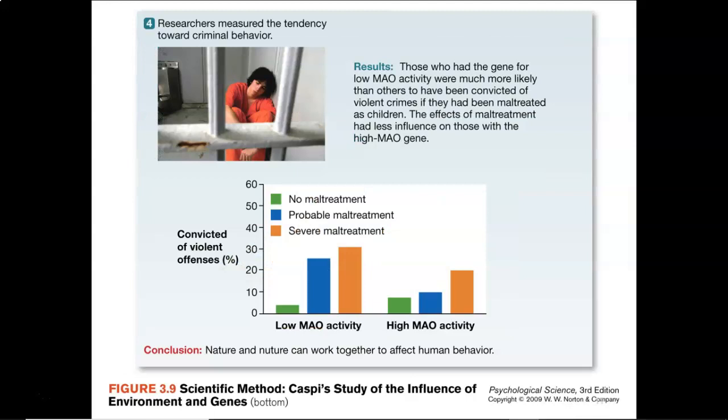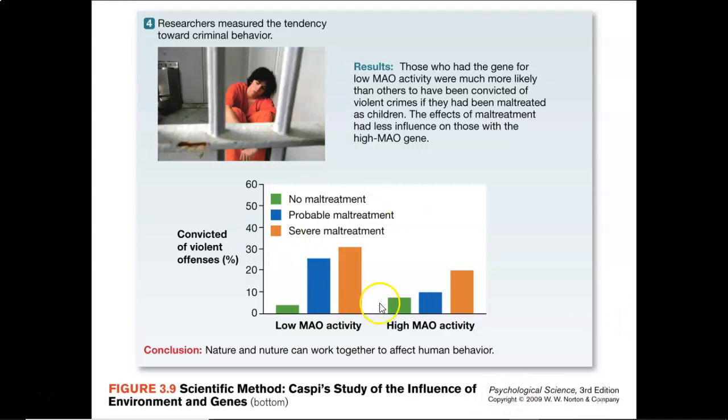And the results are astonishing. What Caspi found was that those who had the gene for low MAO activity were much more likely than others to have been convicted of violent crimes if they had been maltreated as children. This lets us see the nature-nurture. The effects of maltreatment had less influence on those with the high MAO gene.